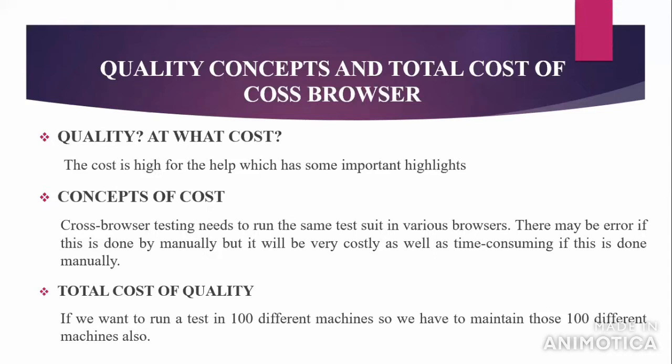Total cost of quality. If we want to run a test on 100 different machines, we have to maintain those 100 different machines also. Because of this, we will have resource as well as bandwidth consumption. So if we use 100 different machines, we need different tools to support the test environment. We will have to make the template for all the machines which we are using.